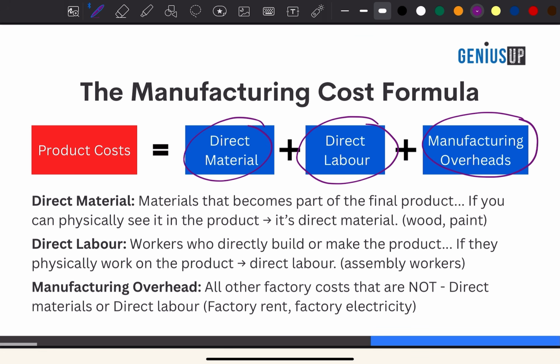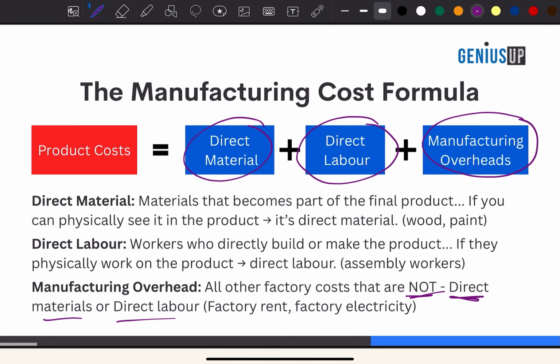And then you have manufacturing overheads. Manufacturing overheads are all the other factory costs that are not direct material or direct labor. They are not direct material, they are not direct labor, meaning that we can't really trace them directly to the product, or we can't really physically see them in the product, and we can't say, okay, cool, how much of this resource went to the specific product. We can't directly trace it to the product.